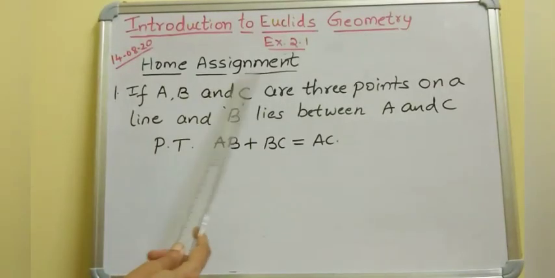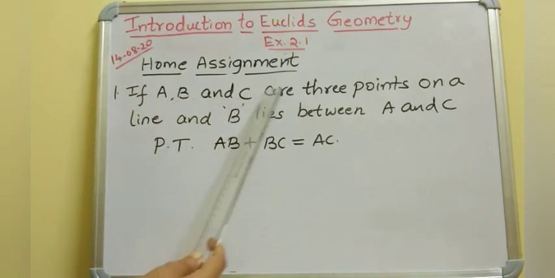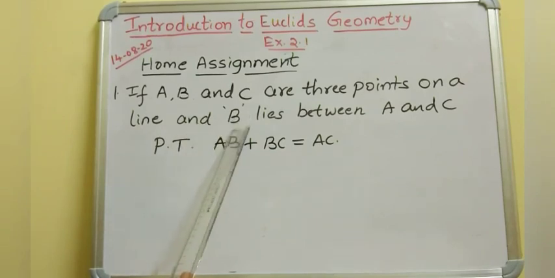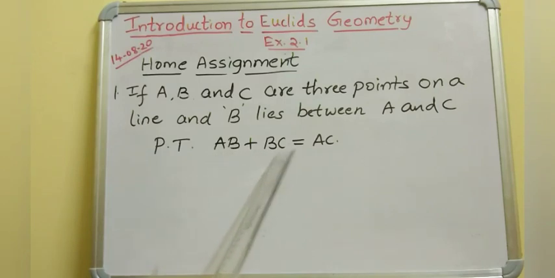Take down this home assignment. If A, B and C are 3 points on a line and B lies between A and C, prove that AB plus BC is equal to AC.